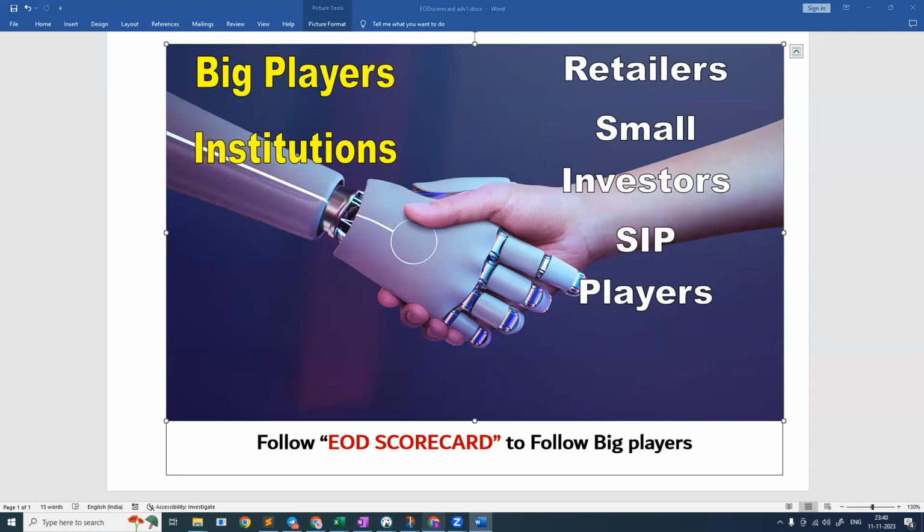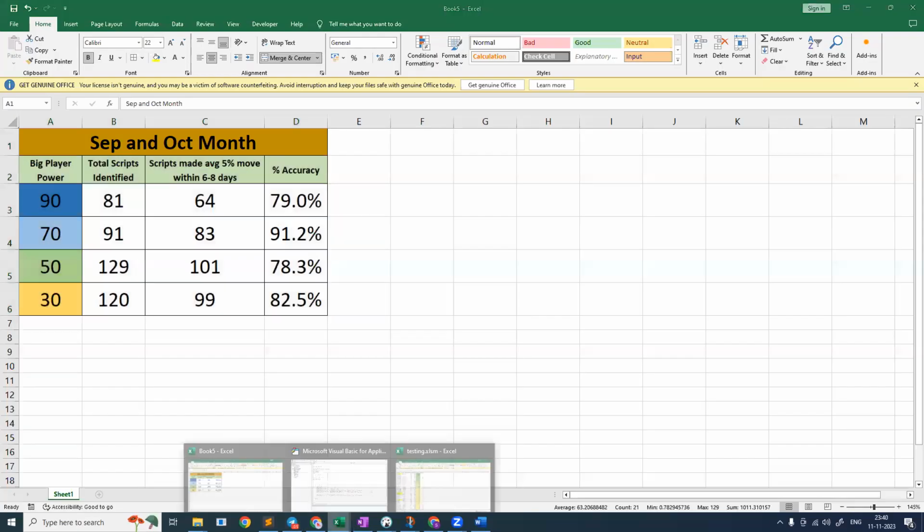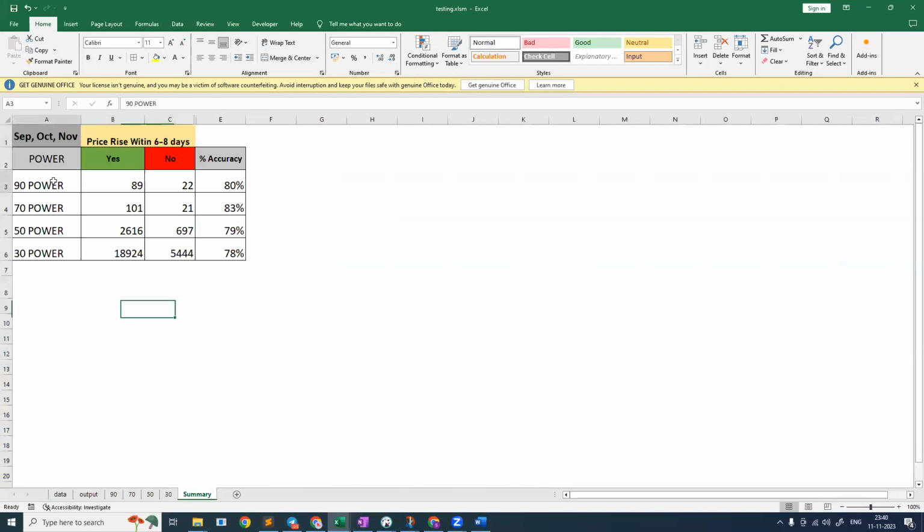So let me first take you to the concept. Here, assuming the big players, we have classified them into four categories, which is 90, 70, 50 power, and 30 power. So it's basically the big player power, you can say BPP.